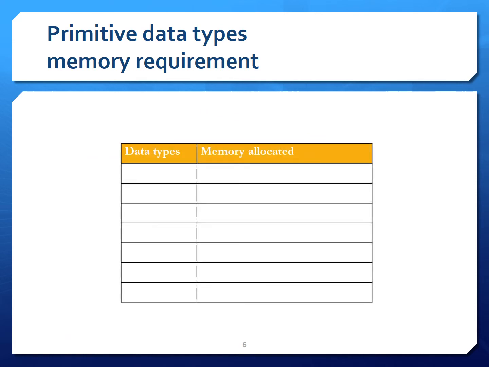Different data types require different amounts of memory. 1 byte requires 8 bits. 1 short requires 16 bits. An integer requires 32 bits. 1 long requires 64 bits. 1 float requires 32 bits. 1 double requires 64 bits. 1 boolean requires 8 bits. 1 char requires 16 bits.